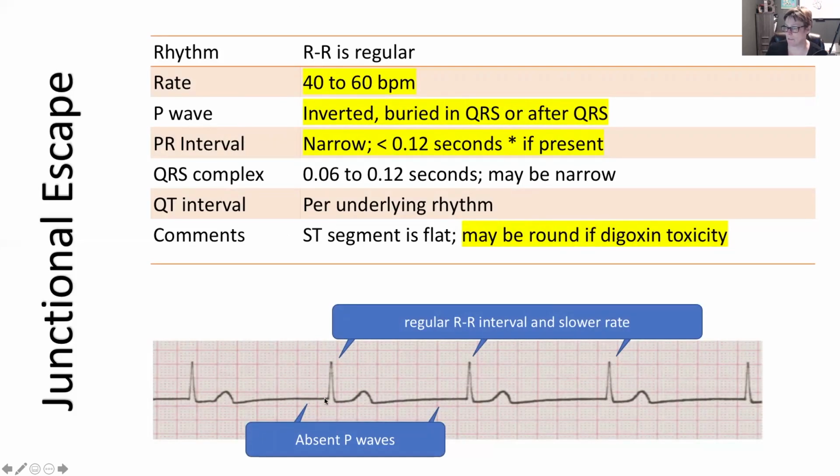Here, this one looks like it might be 0.40 seconds, just roughly looking at that. And the normal QT interval is between 0.36 and 0.44 seconds. And the ST segment should be flat. But if there's digoxin toxicity that is driving this arrhythmia, you want to watch for that slurred, sloping S wave, that rounded dig wave.